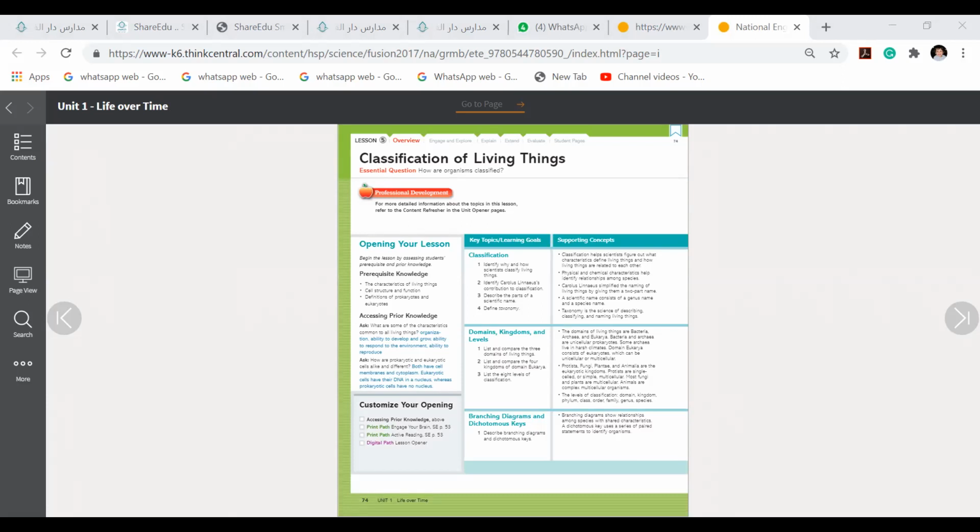Listen to me, look at your book if you want. See, domain has 3. One was bacteria, then next is archaea, and then is eukarya. In eukarya, you have 4: protista, fungi, plantae, animalia.